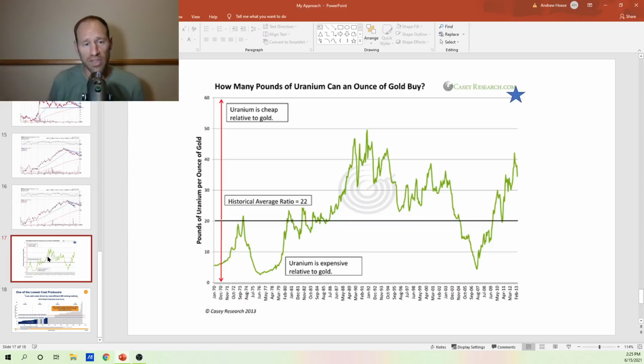Now, the opportunity that I see is uranium. Uranium has a very low ratio of pounds to ounces of gold. So it's like 60 pounds to 1 ounce of gold is the ratio, and it's an anomaly in history. It's never been this cheap, and I see that as a very good opportunity.